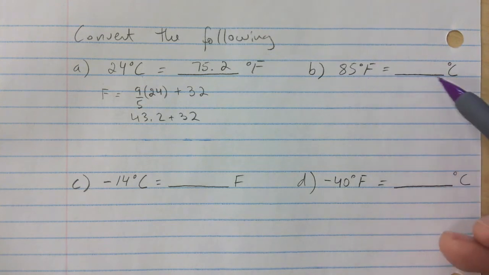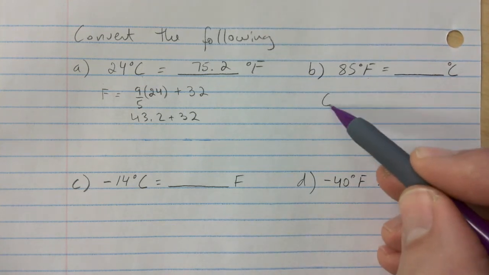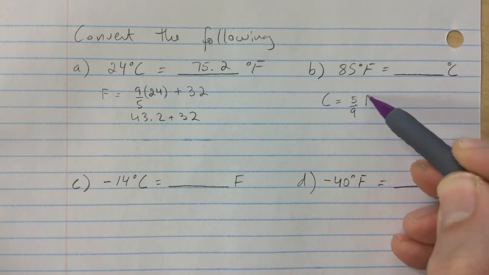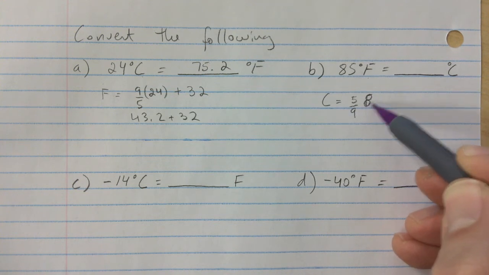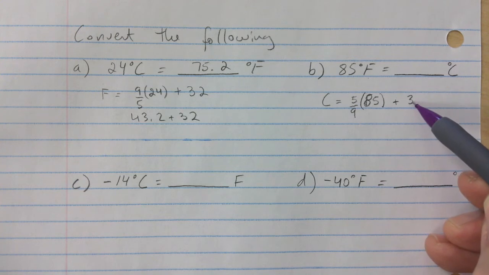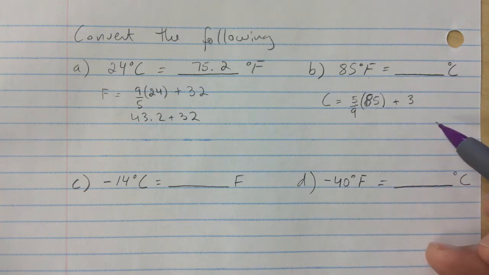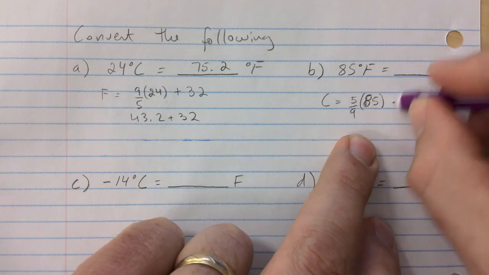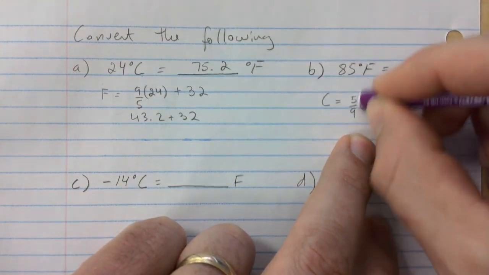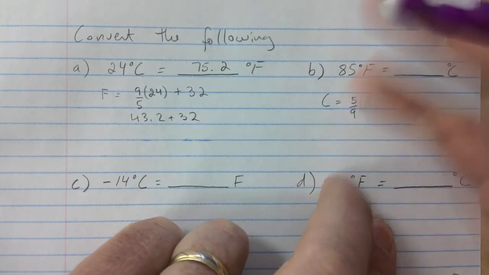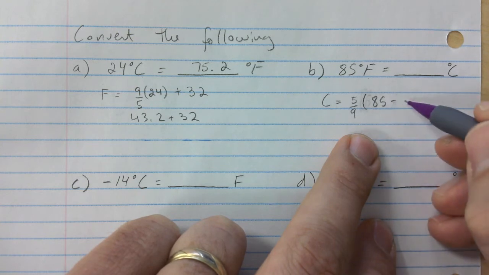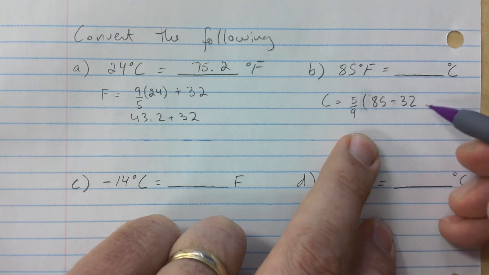Here you're going from Fahrenheit to Celsius. So Celsius is 5/9 Fahrenheit, which is 85, right? Plus 32. No, I'm mixing it up right now. I know it. I just caught myself. There it is. Sorry. Just caught myself. It's the 85 minus 32. That's what goes in here, right?